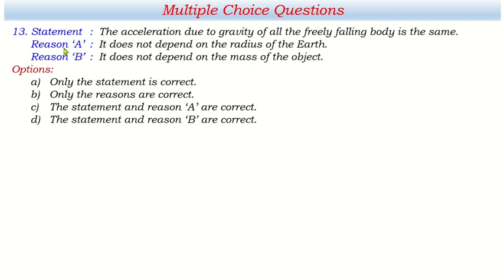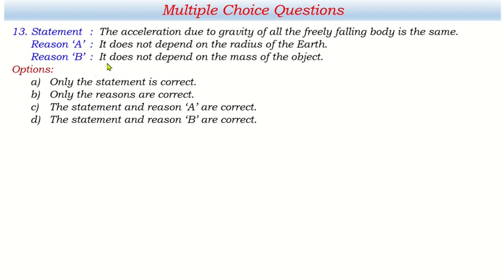Statement is correct. Reason A, it does not depend on the radius of the earth. No, it depends on the radius of the earth. If a body is dropped at the pole, its acceleration will be more. If the same is dropped at the equator, the acceleration due to gravity will be less. That's why reason A is incorrect. It depends on the radius of the earth, but it says does not depend.